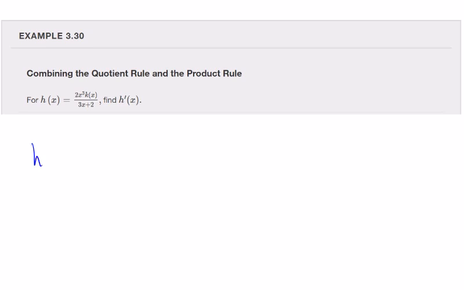And so when we find h prime of x, since the whole thing is a quotient, let's start by laying out the quotient rule. So the quotient rule, remember, is basically f prime g minus g prime f all over g squared, right? Or low d high minus high d low all over low low.